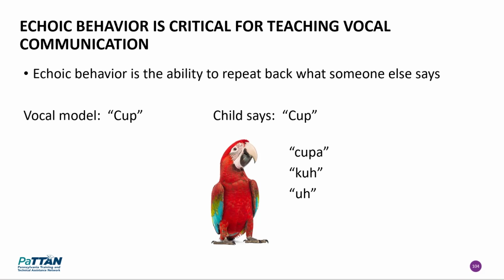Or they can also say some close approximation such as cuppa or ka. Now, echoic behavior, or being able to repeat back what someone else says, is an essential skill for teaching any type of vocal communication. If your child can't yet echo, they might have vocal communication, but they don't have echoic behavior. Or if they try to echo, but it's largely difficult for others to understand.